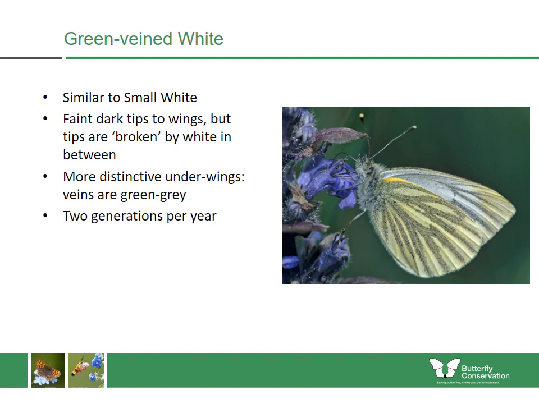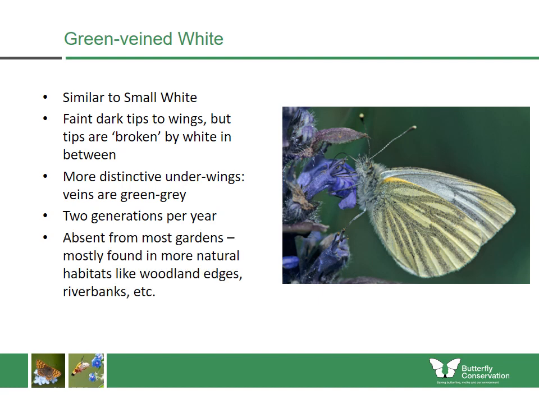As with the previous 2 species, the green-veined white has 2 generations per year, so you can see it in early summer and spring, and then in late summer too. This is mostly absent from gardens though, unless you've got some more natural areas. It's mostly found in natural habitats like woodland edges and riverbanks, and other places which are slightly sheltered. Its caterpillars feed mostly upon wildflowers, which are in the brassica family, instead of those cultivated brassicas like the small and large white.